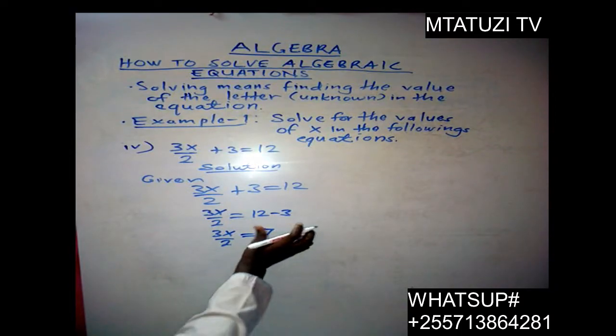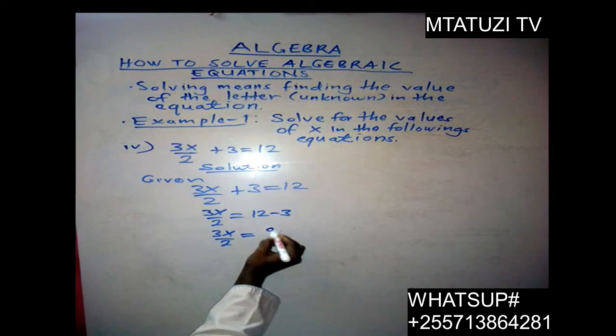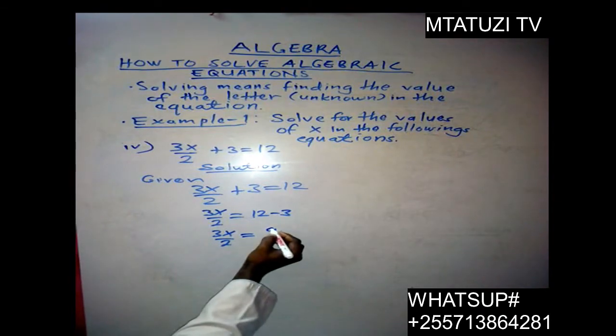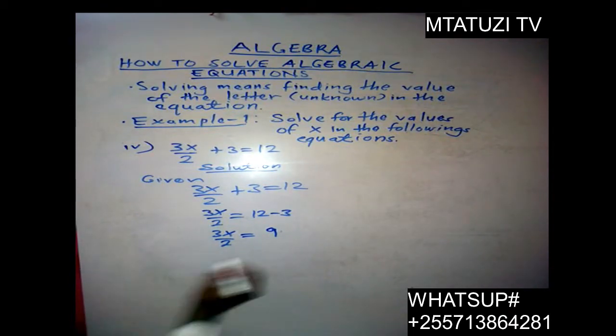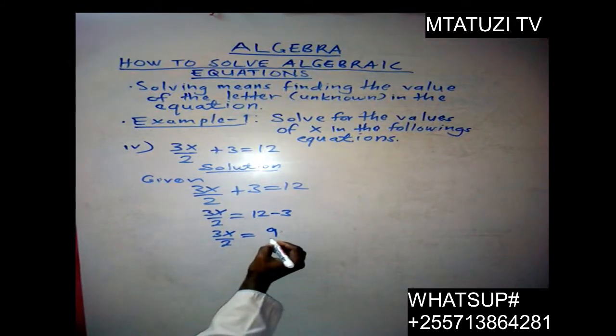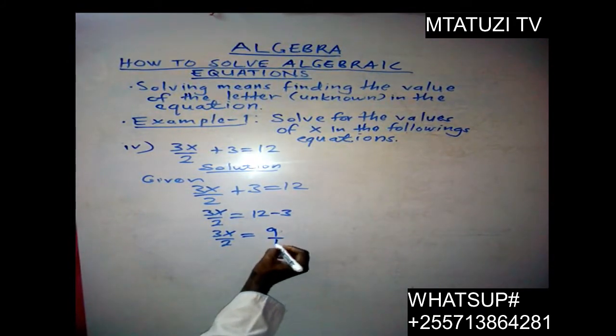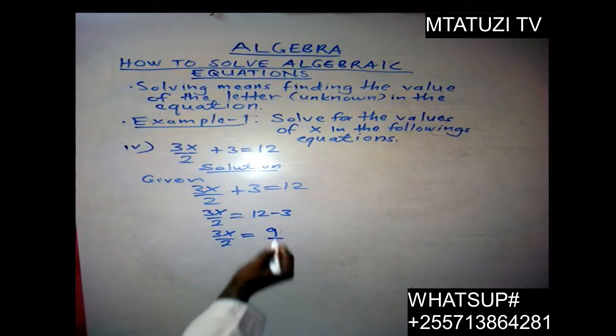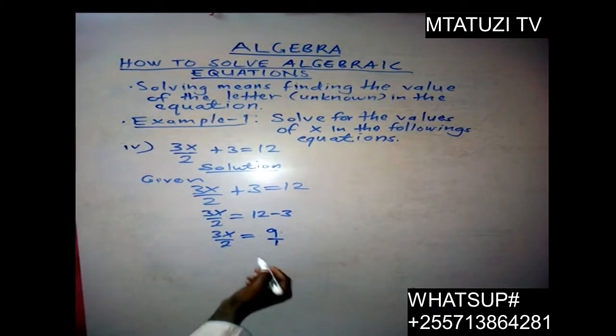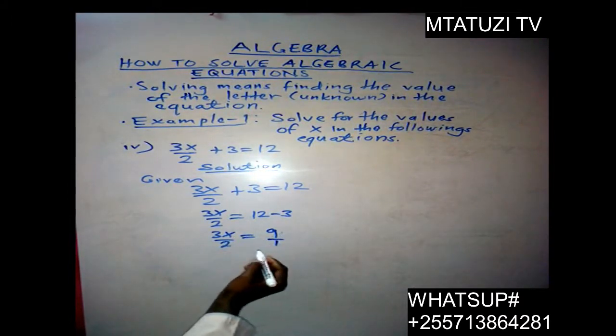You get 9, not 7. So there, in order to make it equal, you have to put 9 over 1, so that you can easily cross multiply.